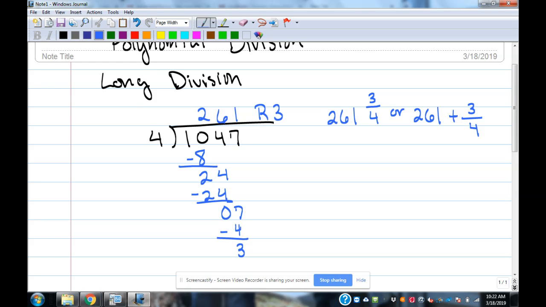So what we're going to do with polynomials is we're going to write the remainder over the divisor added to the quotient. Okay, the quotient is 261. That's the answer. The remainder is 3. But when we're doing a polynomial, this is the way we're going to write our answers. We're going to have a quotient plus the remainder over the divisor. That's going to be our process every time for that. So long division, we're looking at that. That same process works with polynomials.